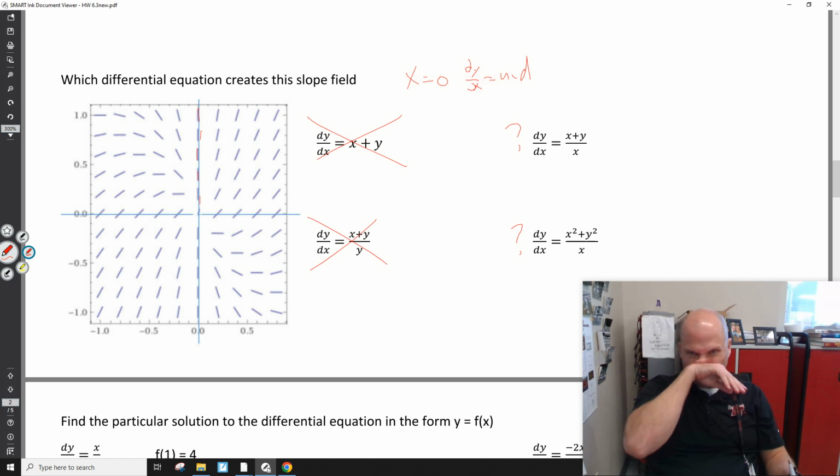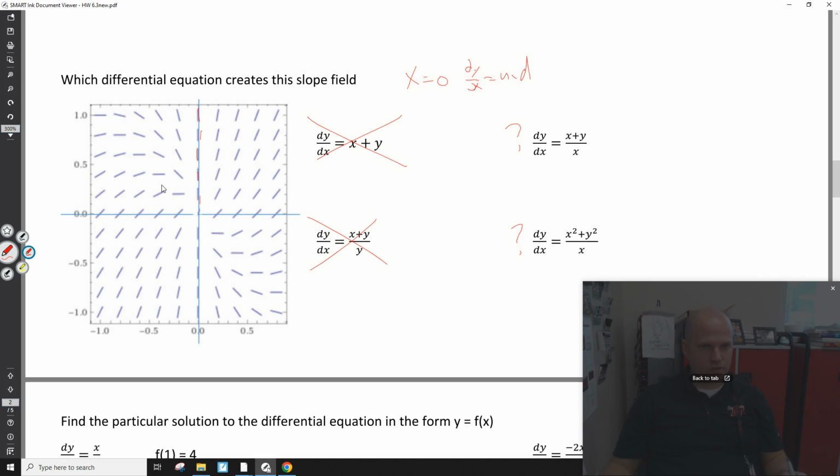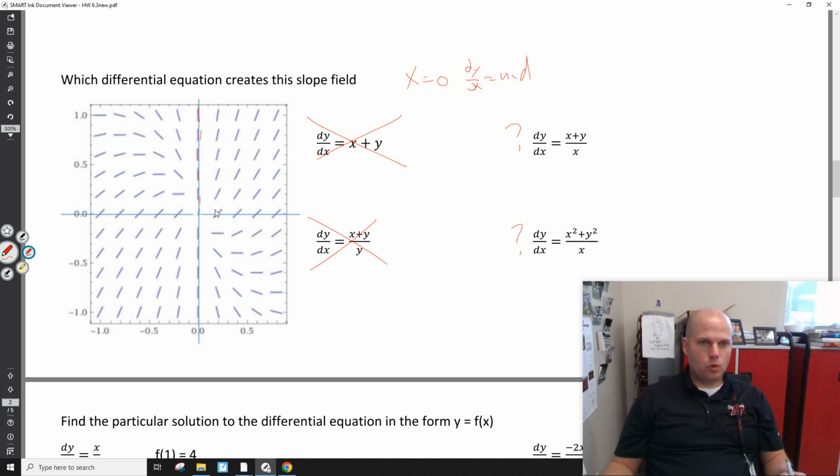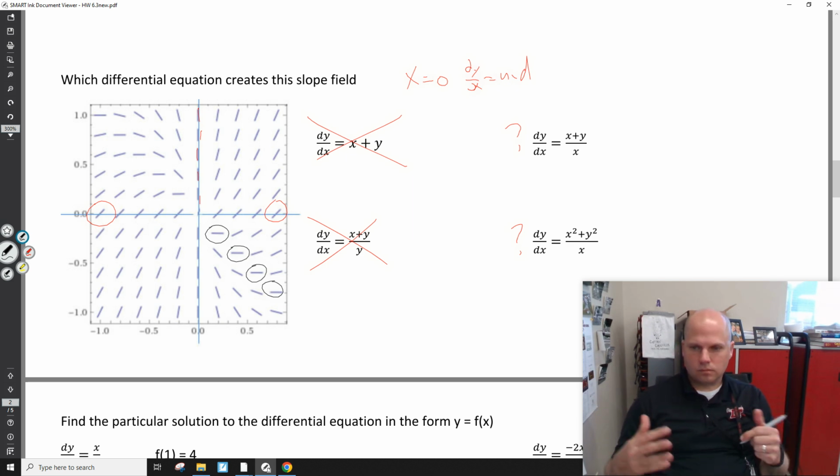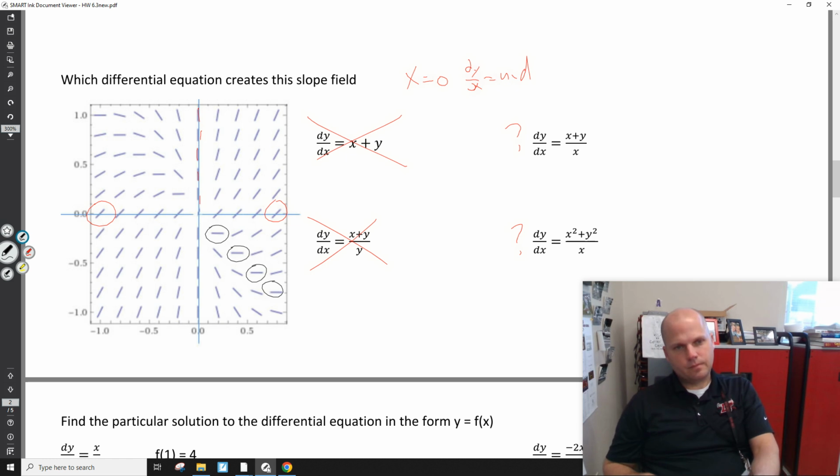Cool. But which one? This one or that one? I don't know. Let's look at some other ones. We could go to certain quadrants. We can plug in 1, 0, negative 1, 0, and see that the slopes are positive. We could see that 1, negative 1 produces a slope of 0, so something along this line. You figure it out. Which one's going to be it?